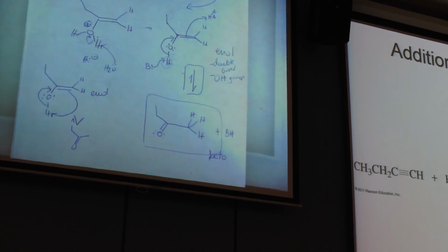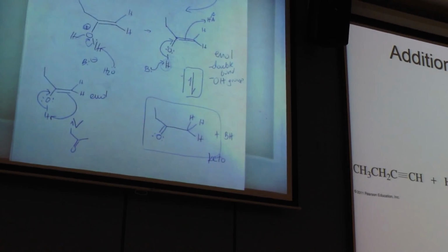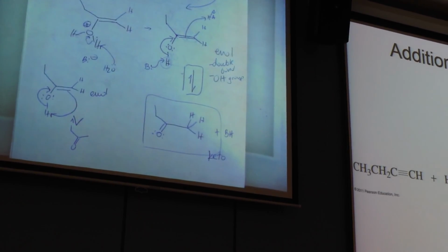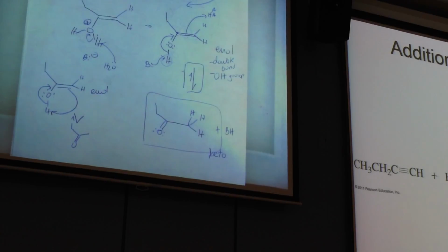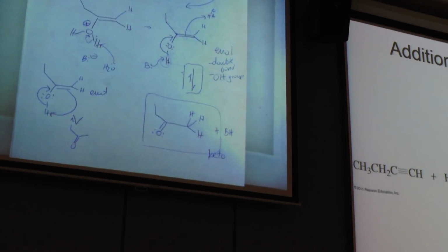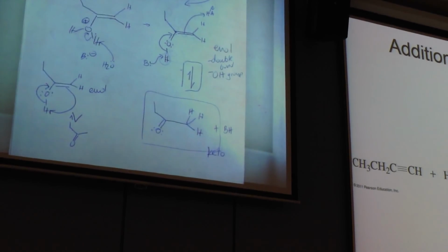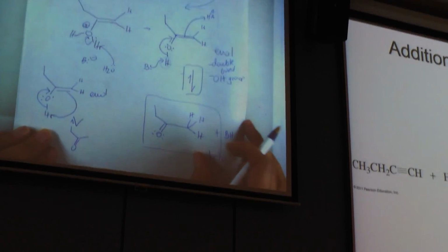Do we have any questions about this specifically? Yes? So it wasn't stable because it was an enol? Yes, enols are considered less stable than ketones. I have another example.